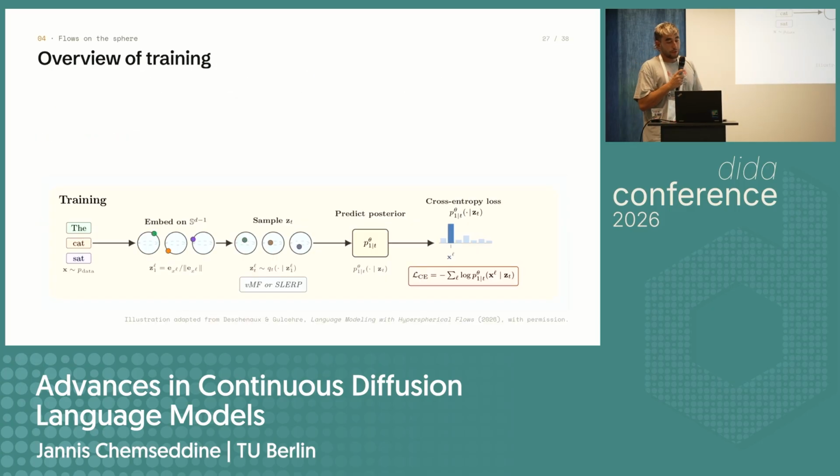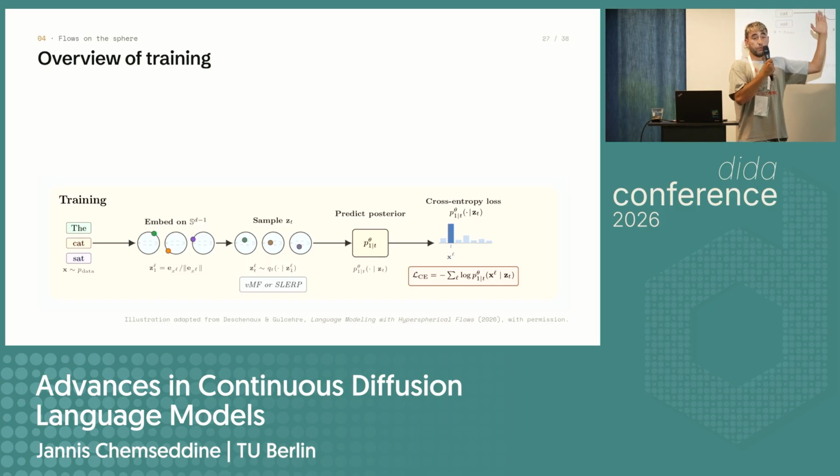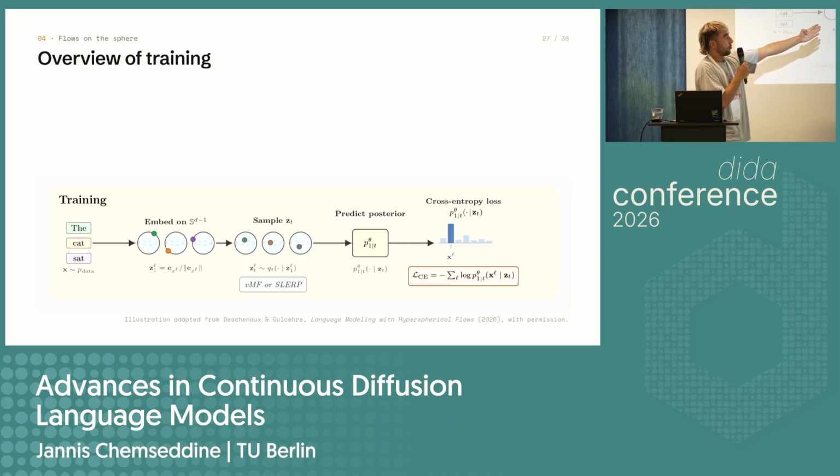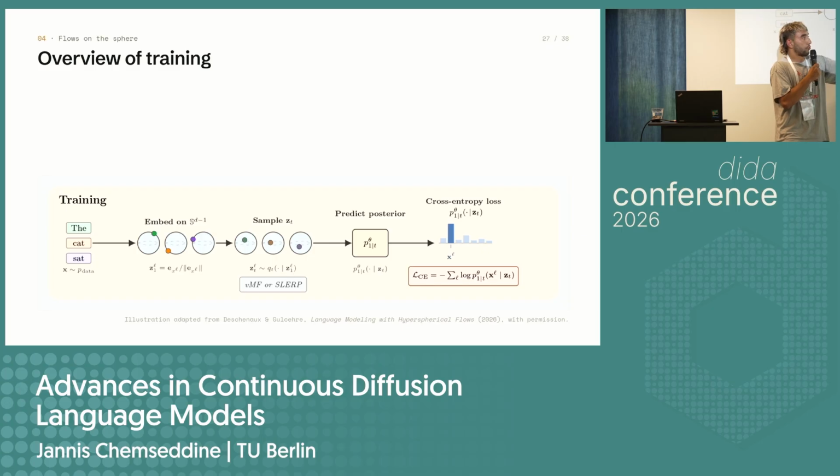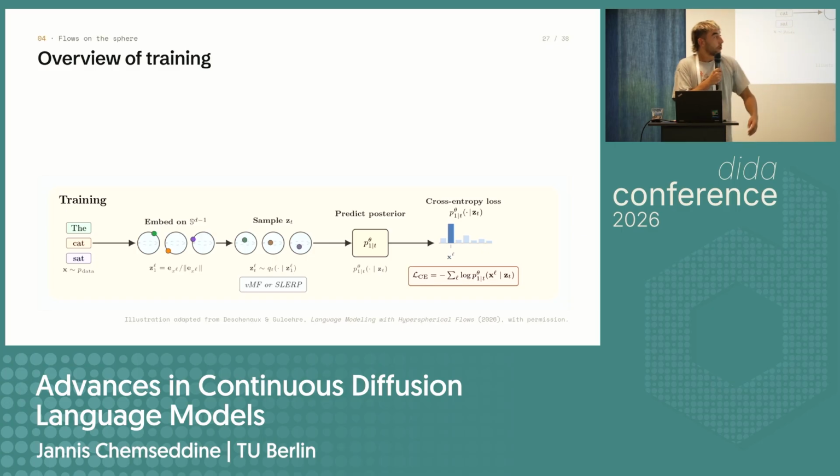Now let me overview the whole thing, because I think there's a lot happening, right? So, a big overview of what we're doing. We take some tokens, right? We plug them in. Each position in the sentence gets its own sphere, so we're really working on the hypersphere. Then we again add noise, whatever path you want. We predict the posterior and use a cross-entropy loss. That's it. Rinse and repeat. That's what you do for training.